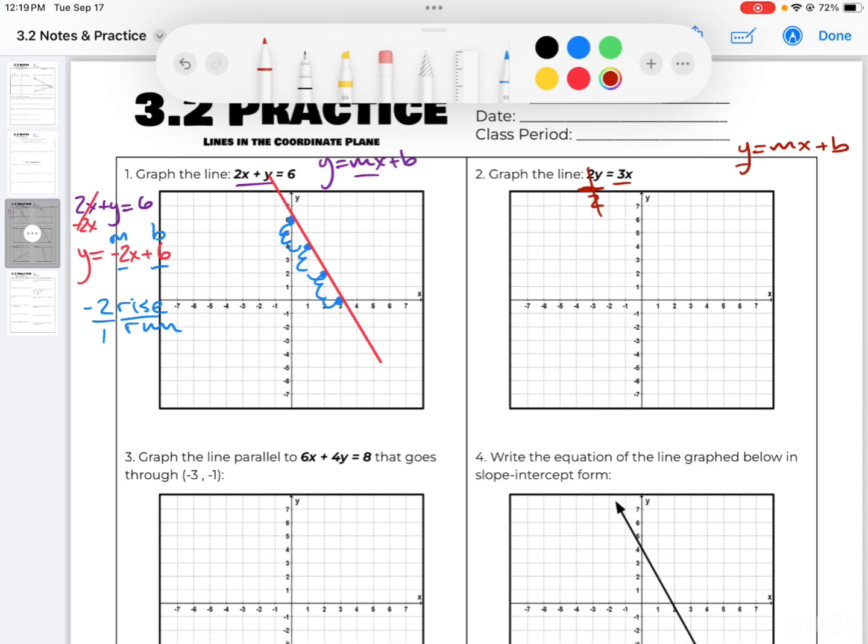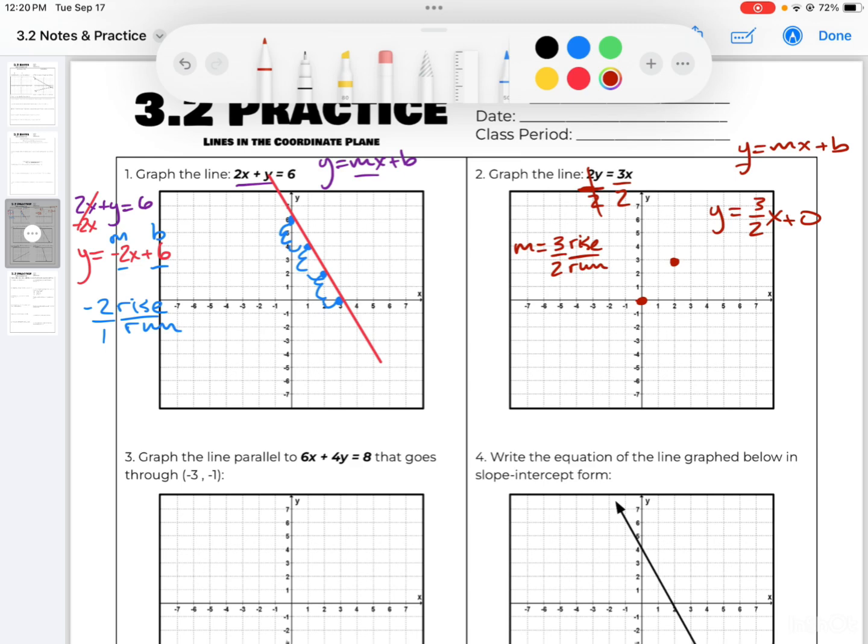I think what a lot of you are missing, though, is that if I divide everything on the left side by 2, I need to also divide everything on the right side by 2. And so I get this equation y equals 3 over 2x, and I don't have a plus b. If it helps you, you could just write plus 0, because it's plus nothing. And that lets you know that your y-intercept is at 0, which is the origin of the graph. And then using my slope here, it's 3 over 2, so that's my rise over run. I would go up 3 over 2.